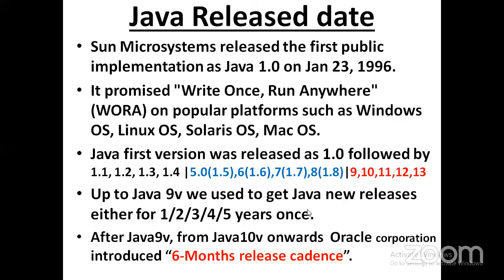After Java 9 version, from Java 10 version onwards, Oracle Corporation introduced a special scheme called the 6 months release cadence. They have given a promise: every 6 months, we are going to release Java software with new features. Everyone tell me, sir, is releasing every 3 years, 4 years, 5 years best, or releasing every 6 months best? What do you say? What is your idea?